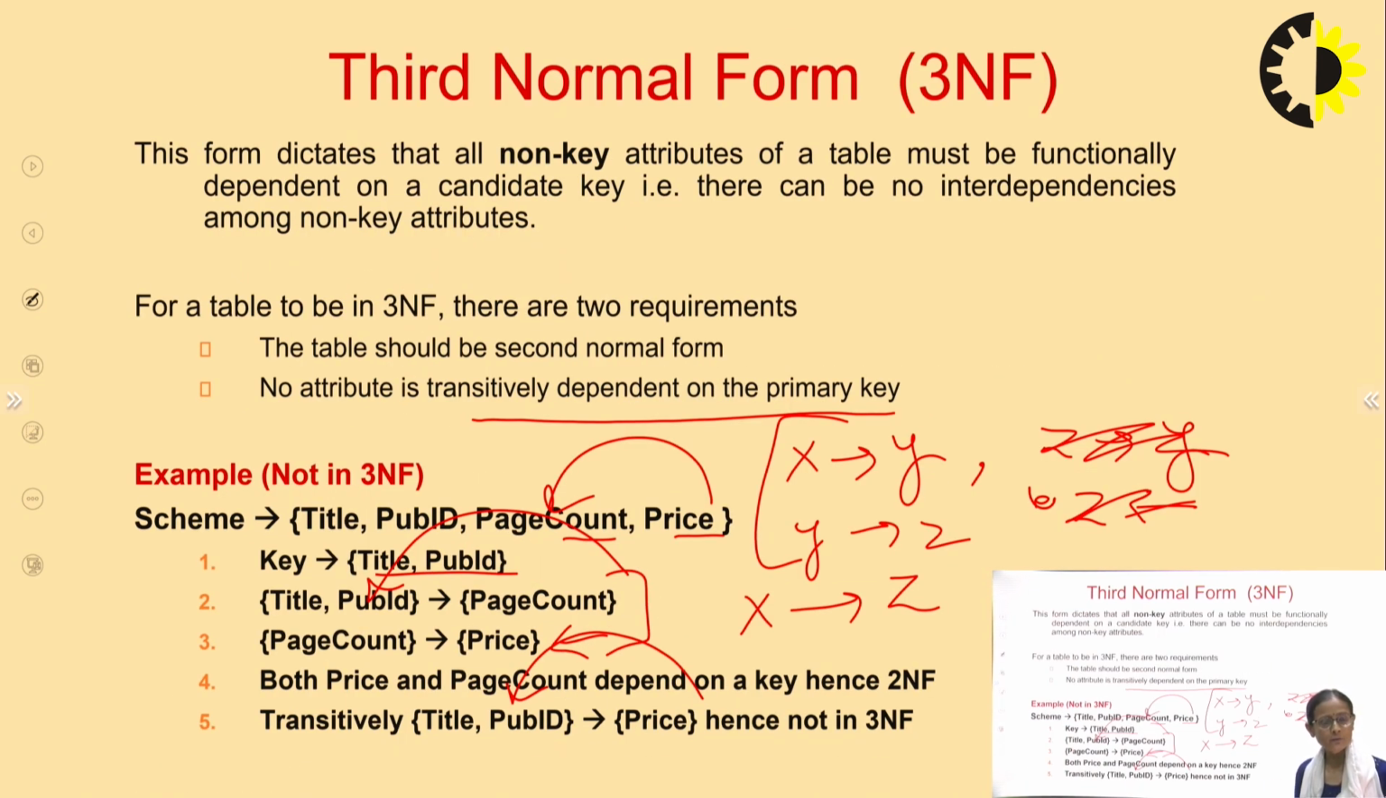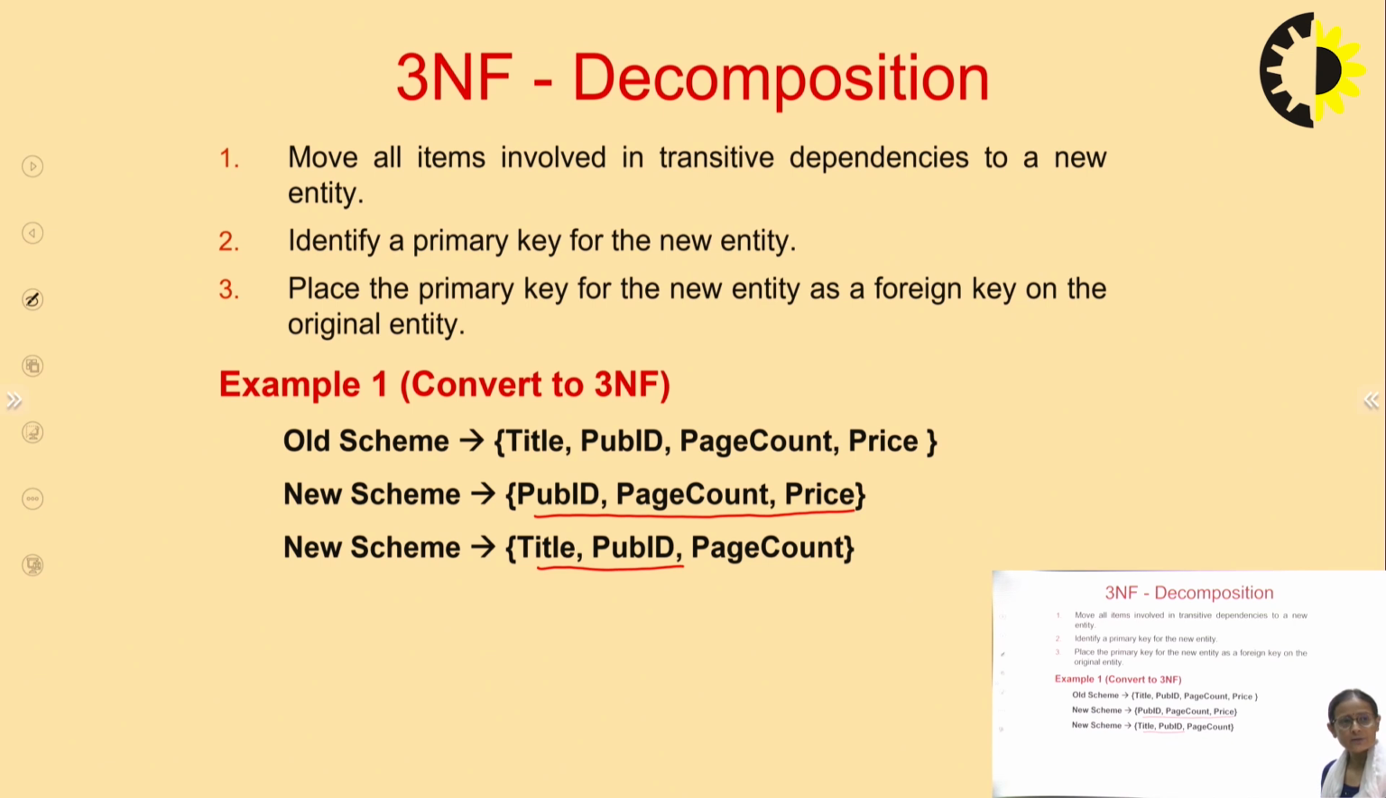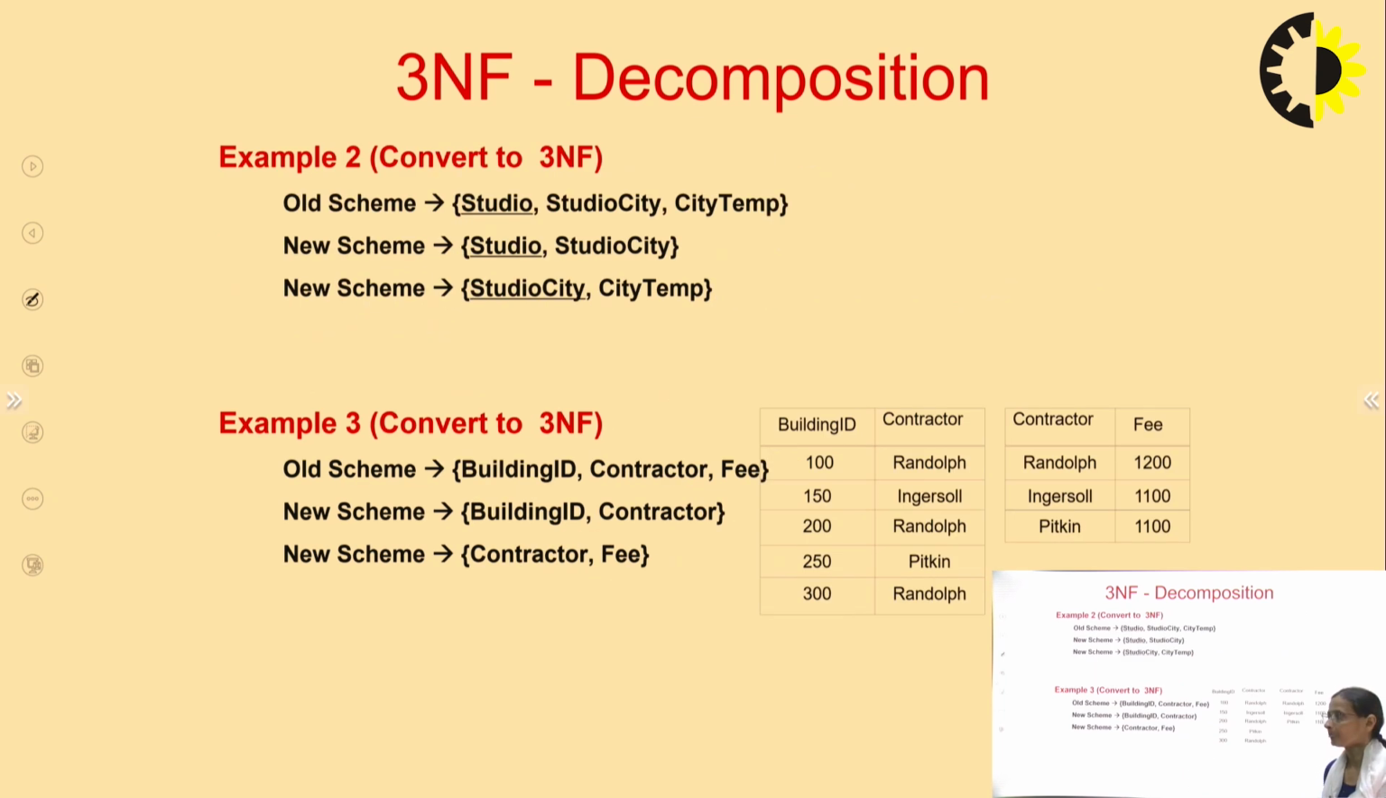In this case, where is the problem? That is the page count. It is dependent on title and publication ID, whereas price is dependent on page count. So we are having a transitivity. So what we have done in this case, in the new schema, we are having the publication ID, page count and price. And here the page count is dependent on the title and publication ID. So we have retained this schema.